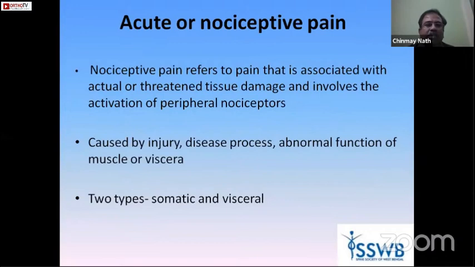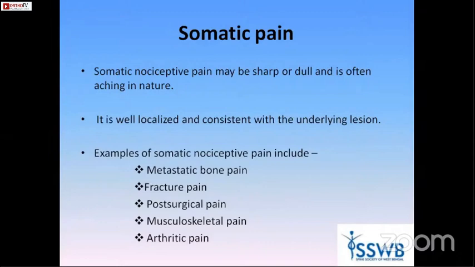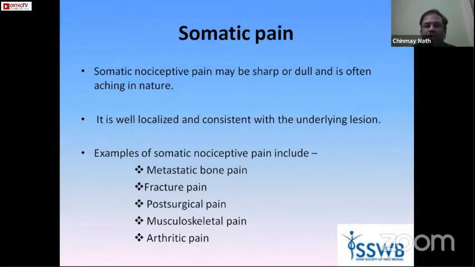First is acute or nociceptive pain. Nociceptive pain refers to the pain that is associated with actual or threatened tissue damage and involves the activation of the peripheral nociceptors. It is caused by injury, disease process, or abnormal function of muscle or viscera. It may be of two types, somatic or visceral. Now coming to somatic pain. Somatic nociceptive pain may be sharp or dull aching in nature. It is well localized and consistent with the underlying lesion. Examples are metastatic bone pain, fracture pain, dental pain, post-surgical pain, and arthritic pain.